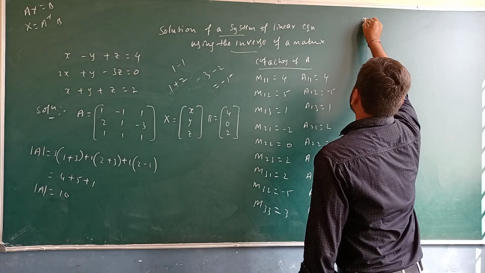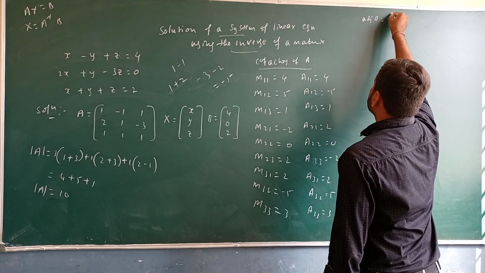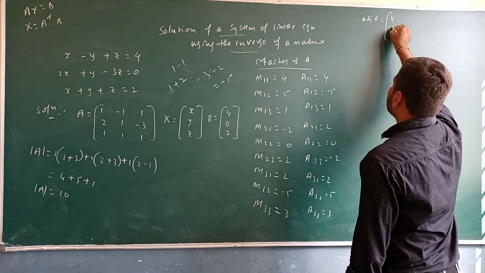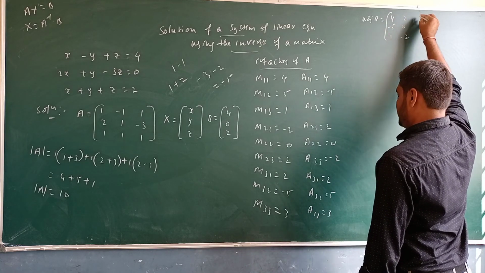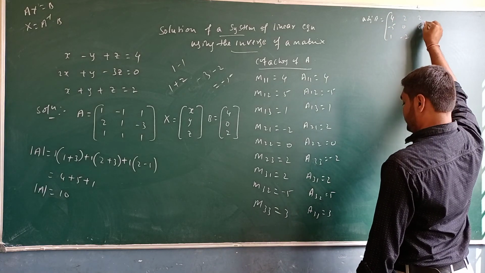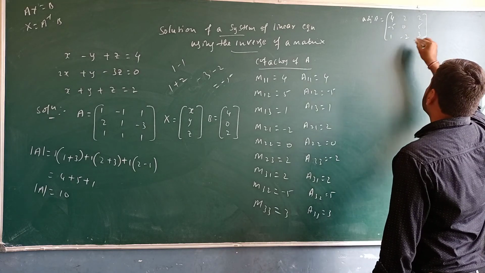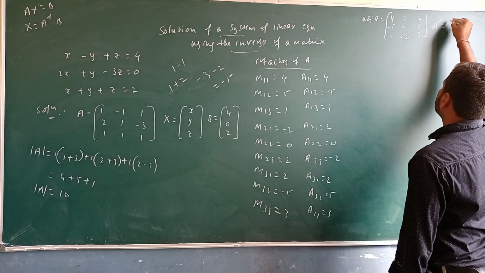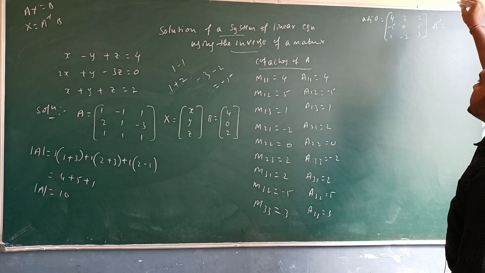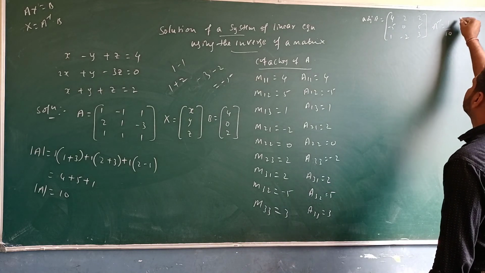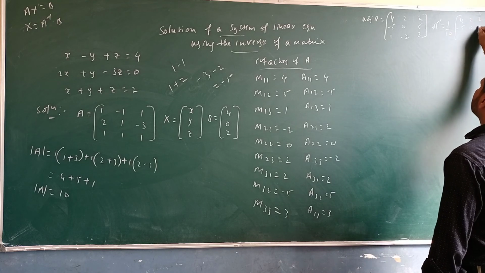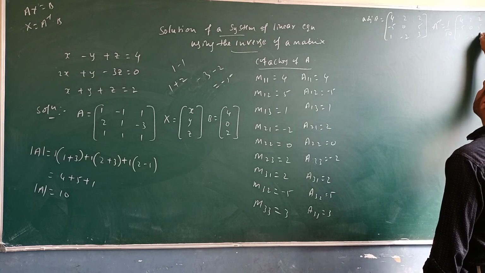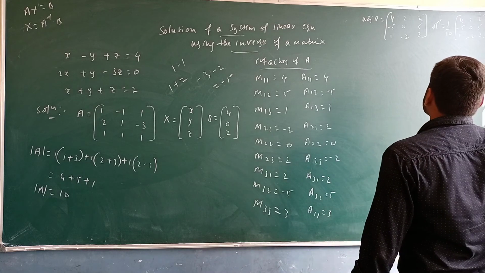Then the adjoint of A is equal to 4 minus 5 1, 2 0 minus 2, 2 5 3. Then A inverse is equal to 1 divided by the determinant, which is 1 divided by 10, into 4 2 2, minus 5 0 5, then 1 minus 2 3. Okay. So this is going to be the A inverse.